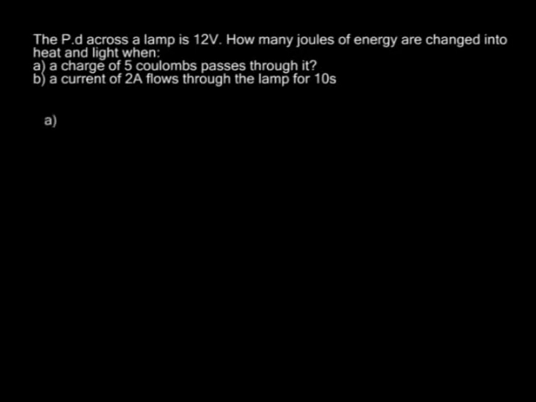In the solution, work done is equal to QV. Energy changed to heat and light, W, is equal to 5 times 12, which is equal to 60 joules. B. Work done is equal to VIT. Energy changed to heat and light is given by 12 times 2 times 10, which is equal to 240 joules.